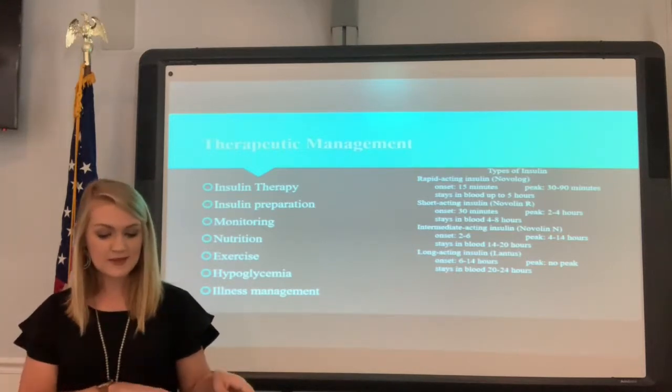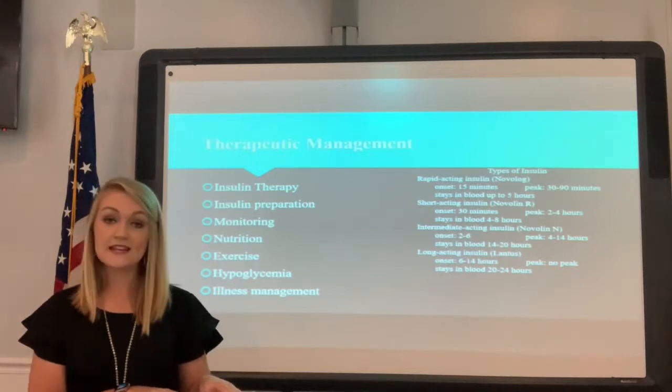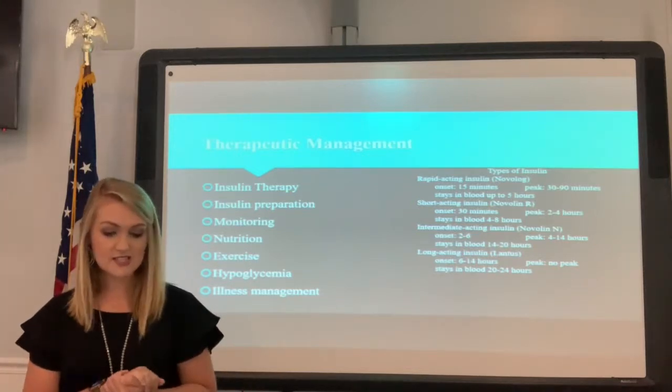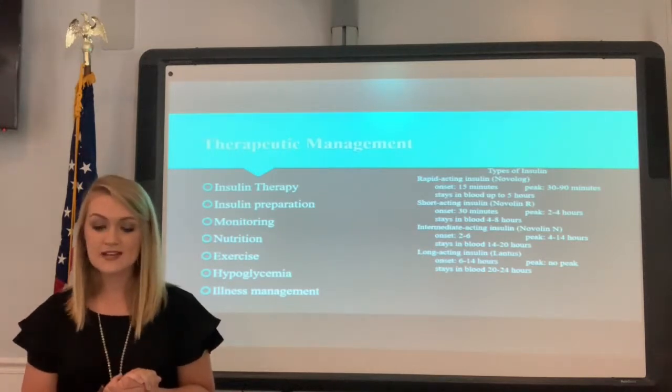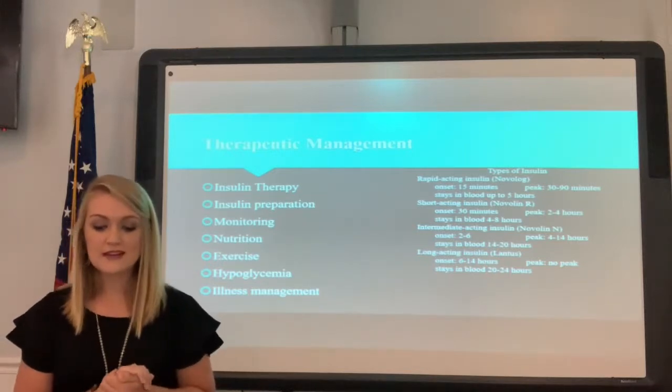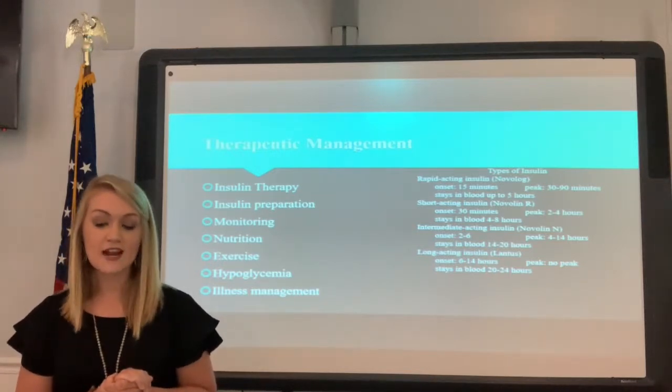Daily insulin is administered subcutaneously by twice daily injections, by multiple dose injections, or by means of an insulin infusion pump. To the right of the slides, you will find a list of different types of insulins and their action times.